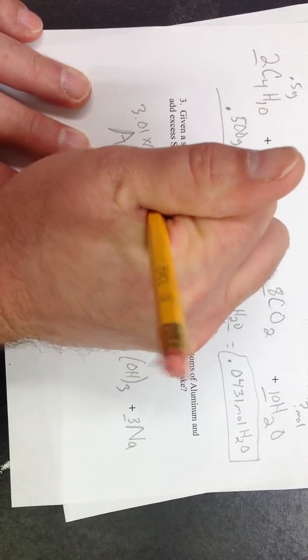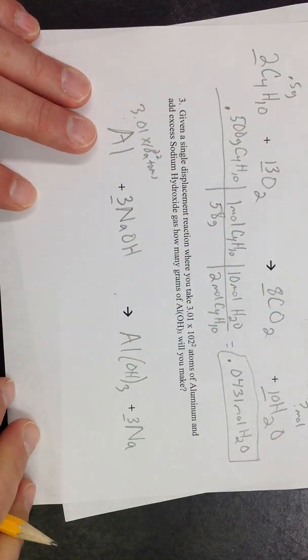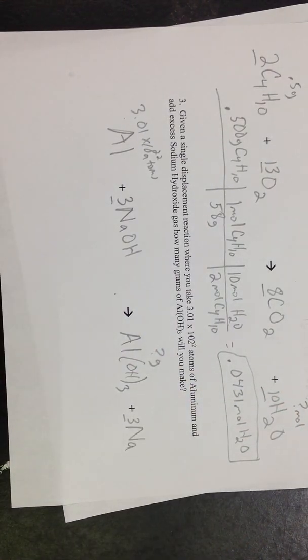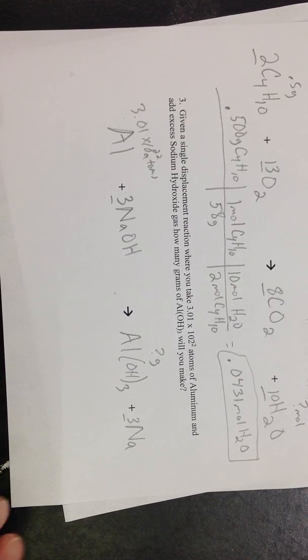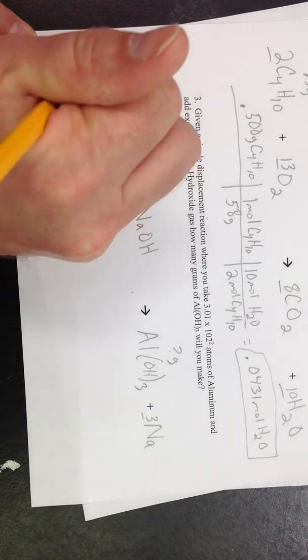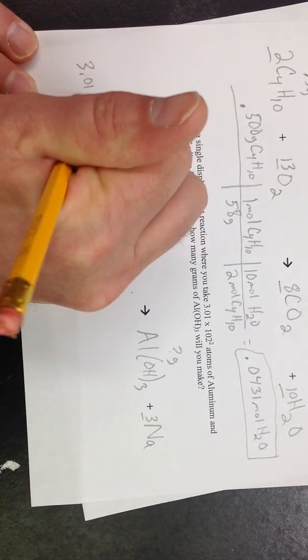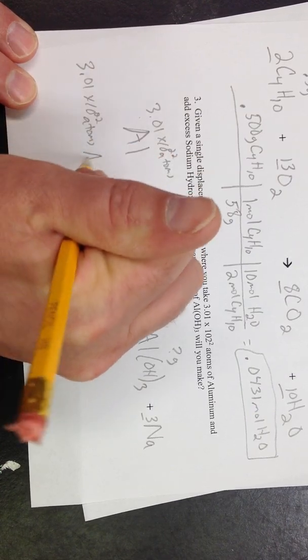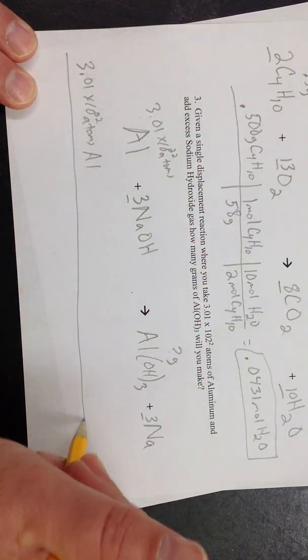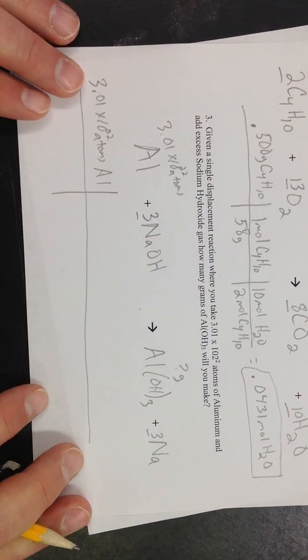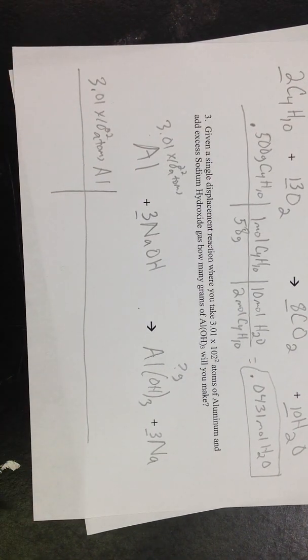All right, well this time we're starting with atoms. 3.01 times 10 to the 22nd atoms of aluminum, and we're going to how many grams of aluminum hydroxide. So this one may be a few more steps. So we need to really be careful here at the start. So we got 3.01 times 10 to the 22nd atoms of Al. Notice I drew a long line there. Students always hate it when I draw a long line because I know it's going to be a big problem.